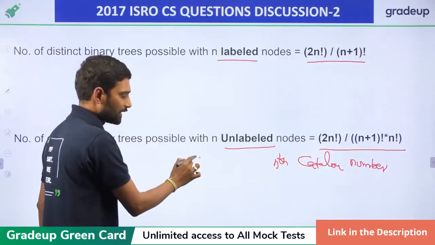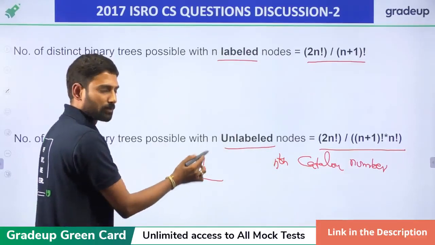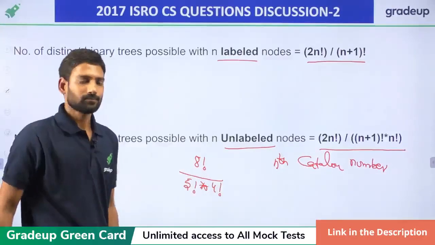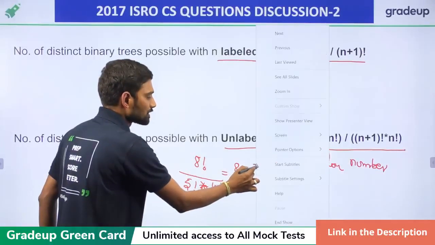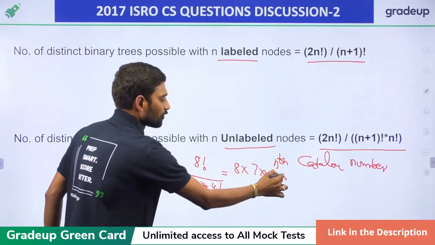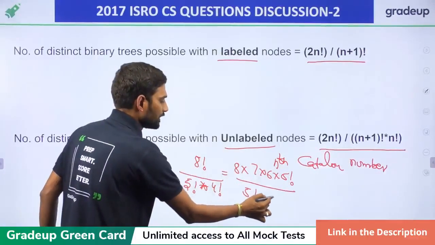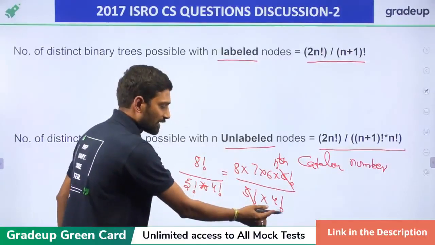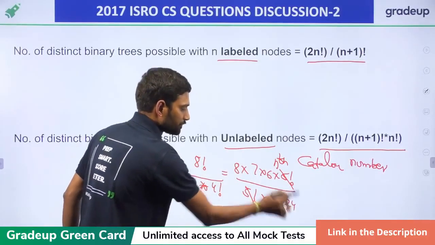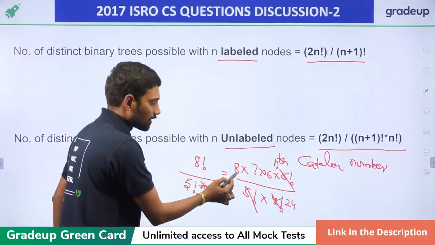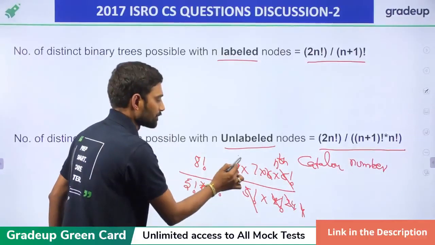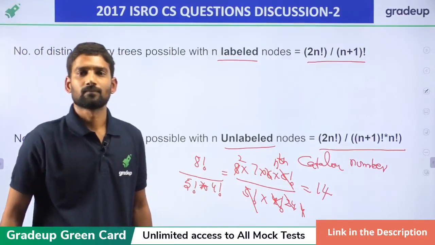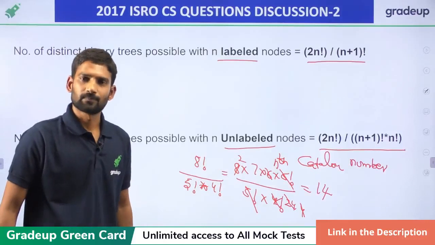2 into 4, 8 factorial divided by (n plus 1), 4 plus 1, 5 factorial into 4 factorial, isn't it? So we can write this as 8 into 7 into 6 into 5 factorial divided by 5 factorial into 4 factorial. 5 factorial goes. Now, what is 4 factorial? Straight away I am writing 24. So 6 goes 4 times, 4 goes 2 times. So what is this value? 14. Okay. Shubhasri, thank you.